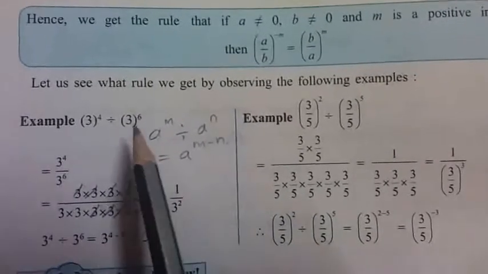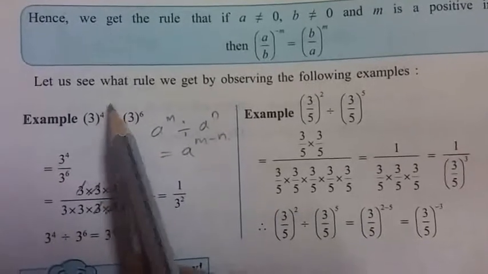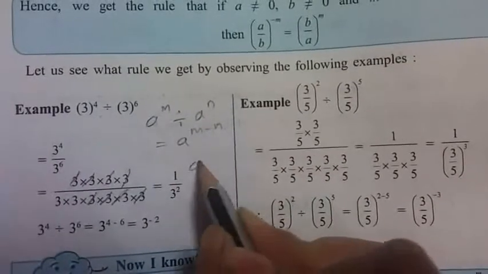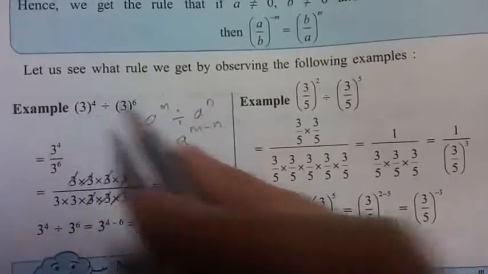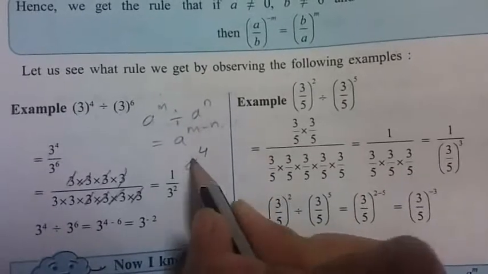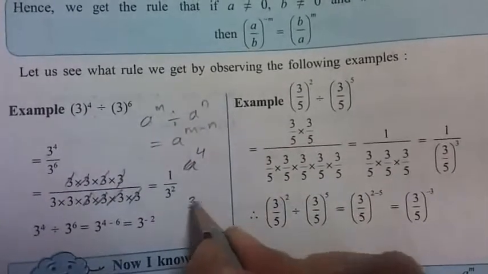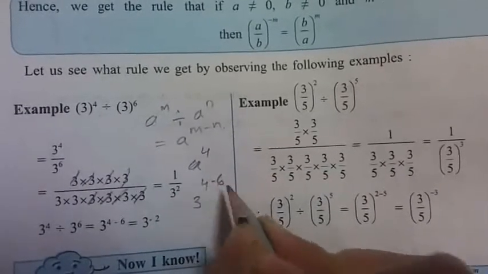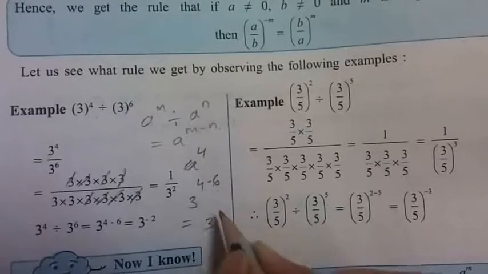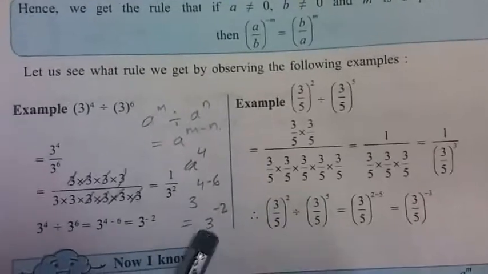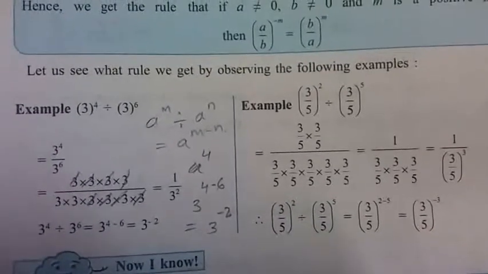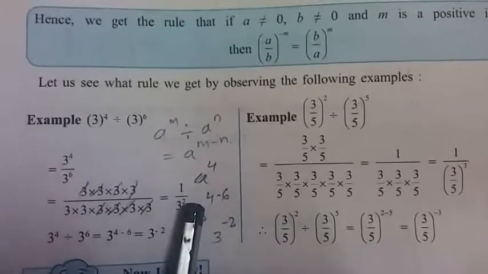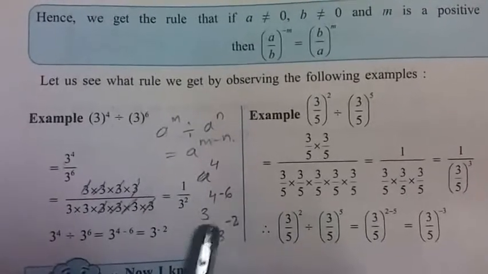But here m is smaller. A raised to m means 4, and the value of a is 3. Means what is the equation? 3 raised to 4 minus 6. The answer is 4 minus 6, which is minus 2. Means 1 upon 3 squared. This is also right, and 3 raised to minus 2 is also right.